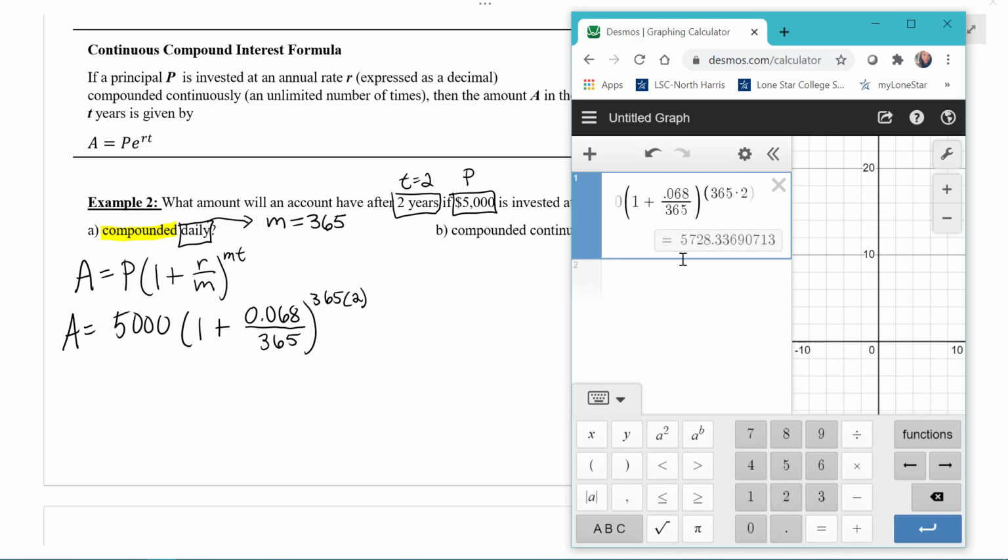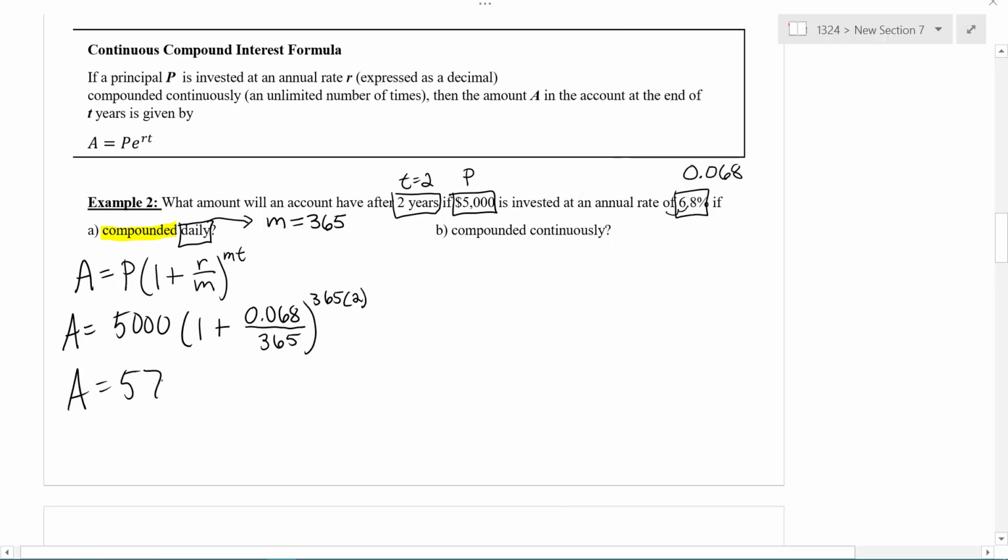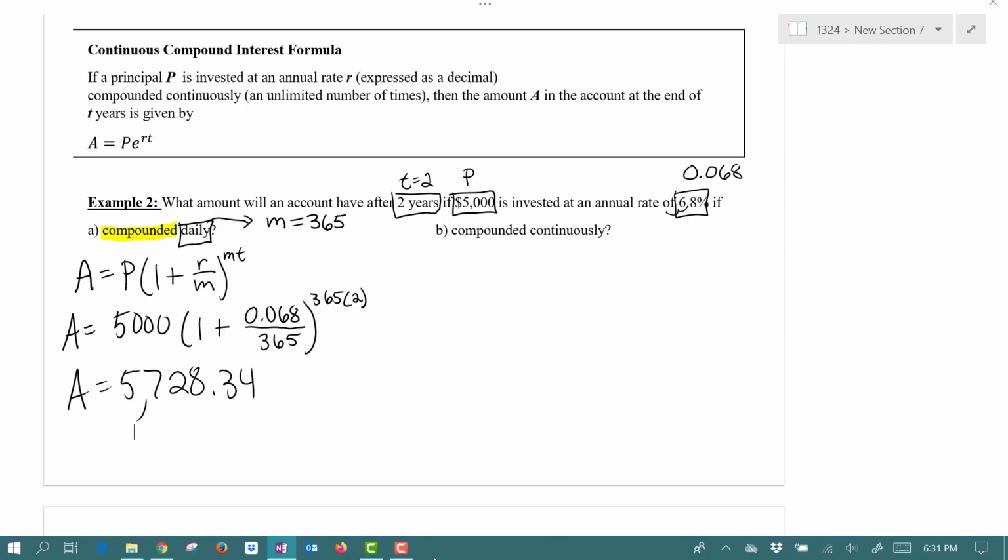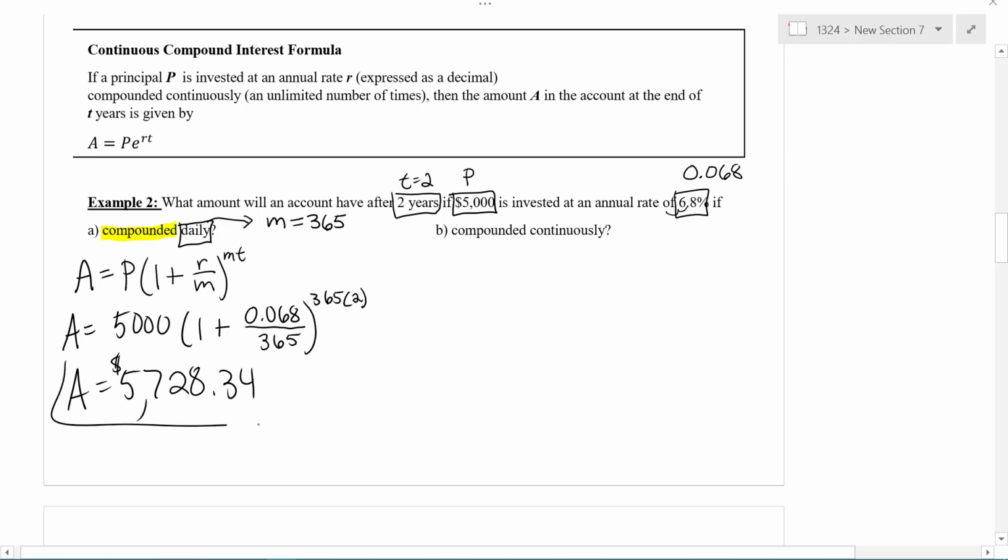Okay, so our answer is 5,728 and we have 336, so we're going to look at the 6, the third number after the decimal, and we're going to see, does that round that second number after the decimal up or keep us the same? Since it's a 6, it's going to round the number in front of it up to be a 4. So $5,728.34. Alright, so that's how much is in the bank if we compound daily.